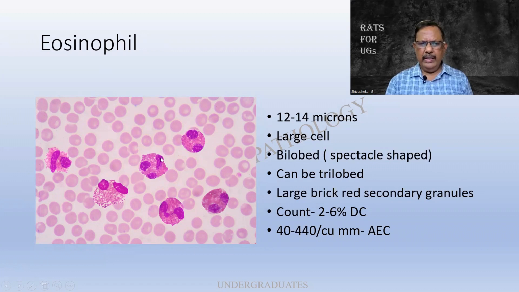But look at this cell. It has 3 lobes and the granules are brick red. Therefore, I must not call it a neutrophil. It is an eosinophil. It can be trilobed, particularly in children. The usual count is about 2 to 6%. And one question that I usually ask the student is, what is the absolute eosinophil count? And they say 2 to 6%. Absolute means the total number, which will be 40 to 440 per cubic millimeter. So that is the importance of the eosinophil.